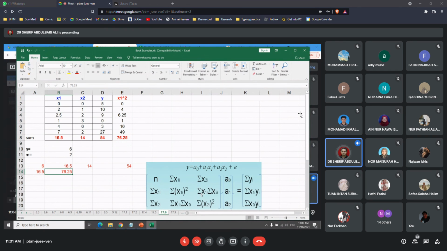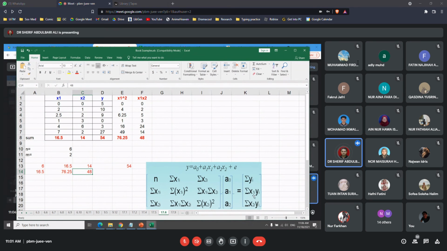And I need to find the summation of x1 times x2. So I need to create a new column of x1 times x2. The first is 0. 2 times 1 is equal to 2. 2.5 times 2 is equal to 5. Continue the same, and find the summation. So here it is going to be 48.